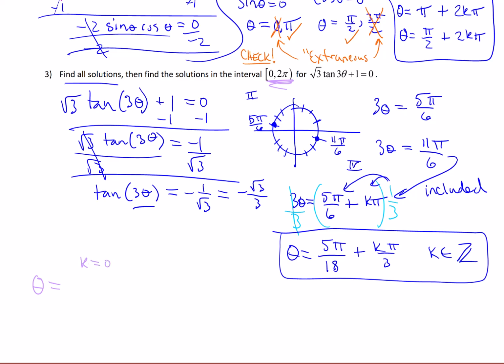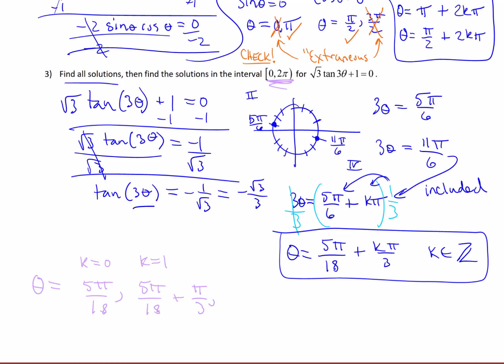So if k is 0, then theta is really just 5 pi over 18, right? Because if k is 0, then the second term becomes 0 over 3, which is 0. So really it's just 5 pi over 18 if k is 0. Well, what if k equals 1? Now you're plugging in 1 for k, which will give us a solution of 5 pi over 18 plus 1 pi over 3, or in other words, 5 pi over 18 plus pi over 3. That's if k is 1.